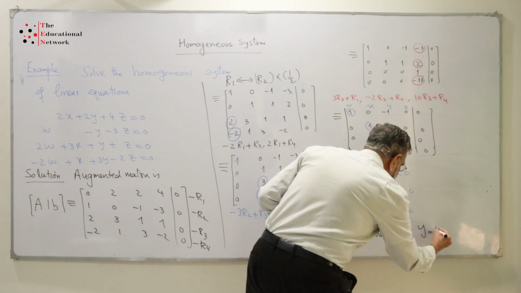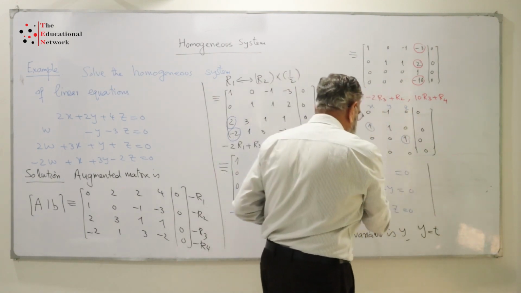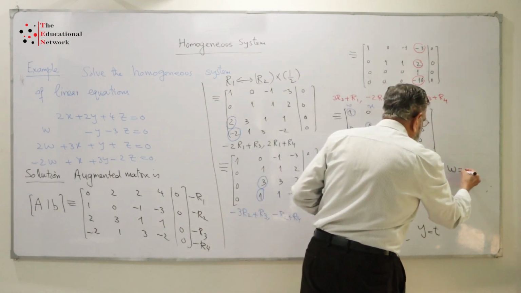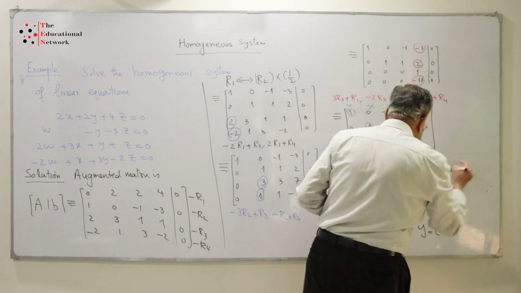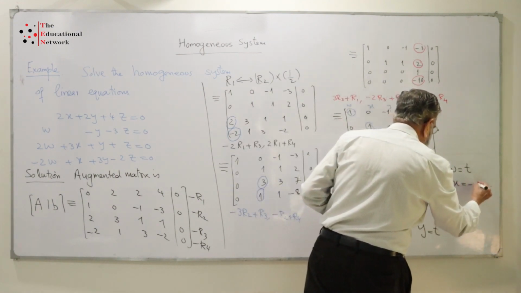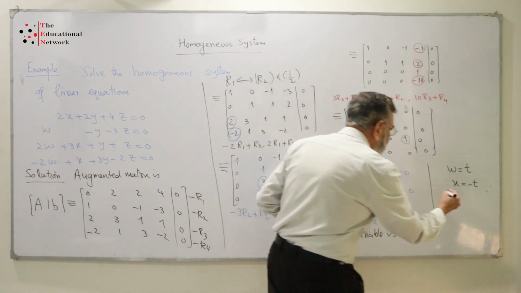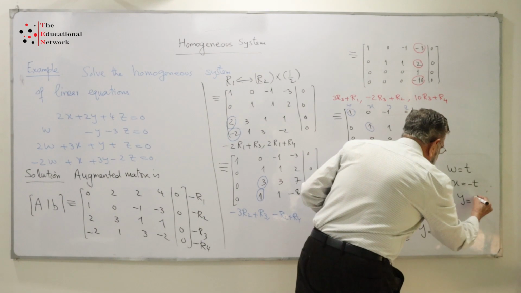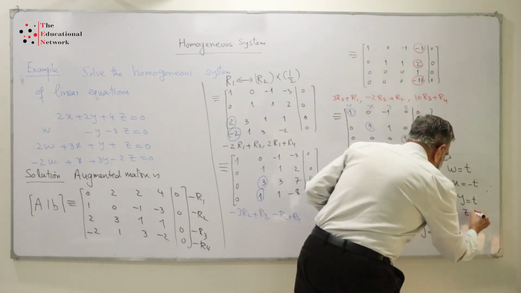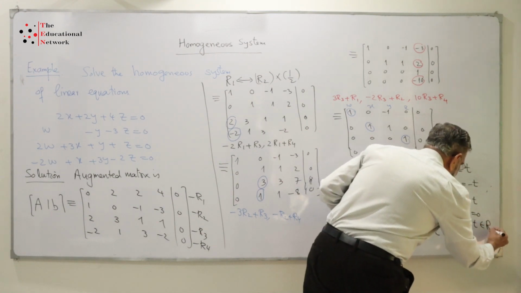Say Y is equal to t. When I take Y equal to t, I get the value of W. W is equal to Y, so W is equal to t. Here X is equal to minus Y, and minus Y is minus t. So the value of Y is equal to t, and the value of Z is equal to 0. We say t is any real number.